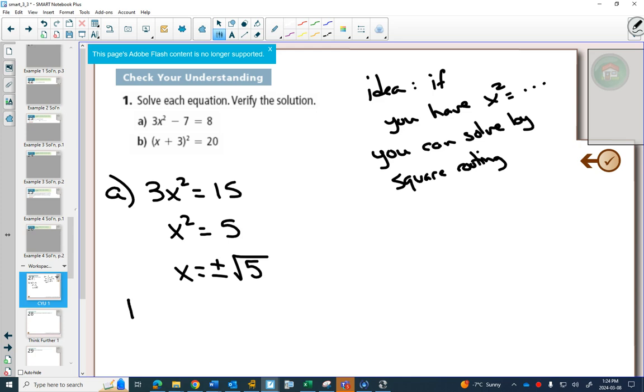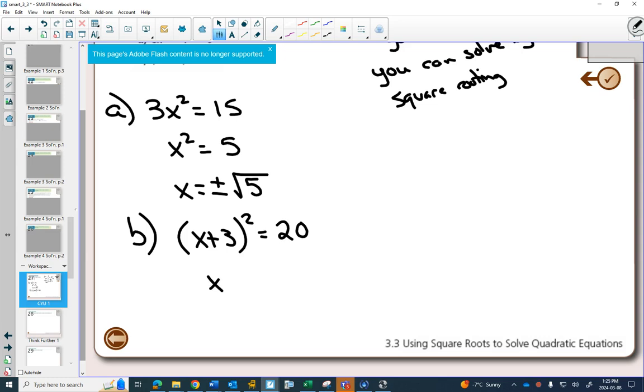Okay? So in B, if you have anything squared, you can solve it by square rooting. So I have x plus 3 squared equals 20. I can square root both sides, which will give me plus or minus the square root of 20. And then I can solve for x by subtracting the 3 over to the other side. And of course, square root of 20 from our last unit is 2 root 5.